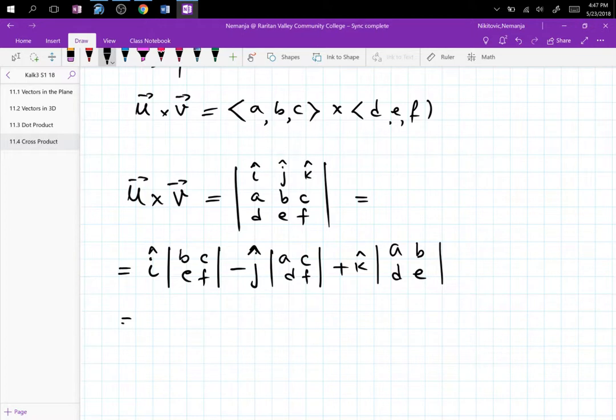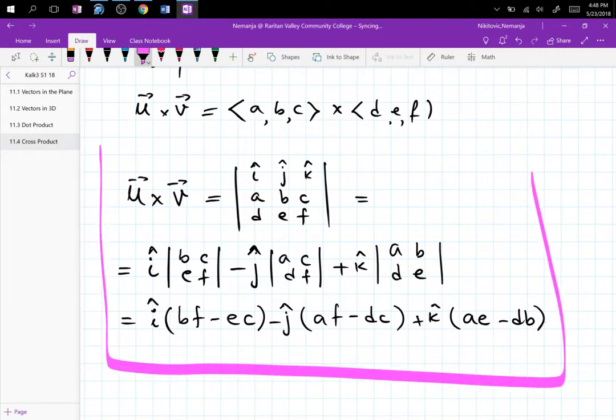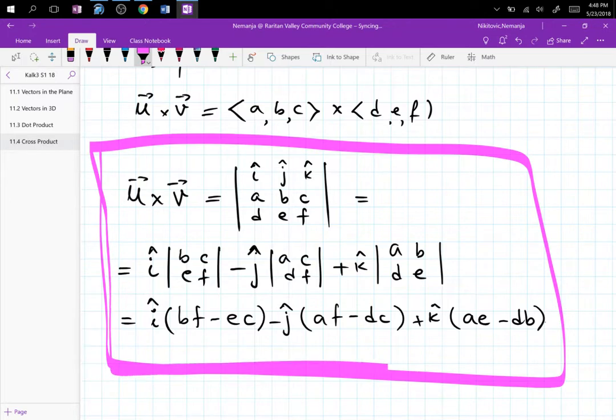So what do we have? We have I hat times (BF minus EC), minus J times (AF minus DC), plus K hat times (AE minus DB). I'm going to box this. This is the way to compute the cross product.